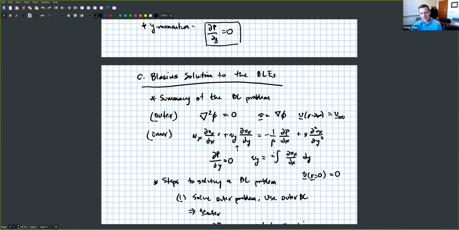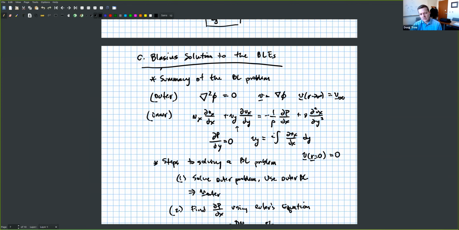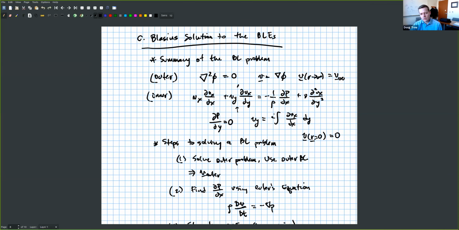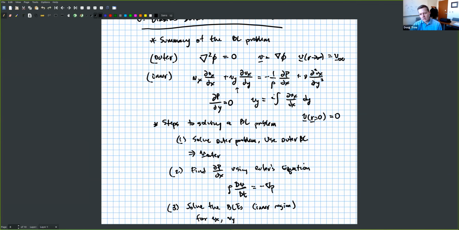And then we stepped back and said, now we're going to be on part C, which is how do we do the full solution to this boundary layer problem. So we reviewed that there was an outer part and an inner part. In the outer part, again, we had Laplace equation with the outer boundary condition. In the inner part, we have the boundary layer equation. Then we knew we have to find the pressure somehow. The pressure derivative in y was 0 from the y momentum equation. And from the continuity equation, we could get the Vy that plugs in here. And we have the inner boundary condition here.